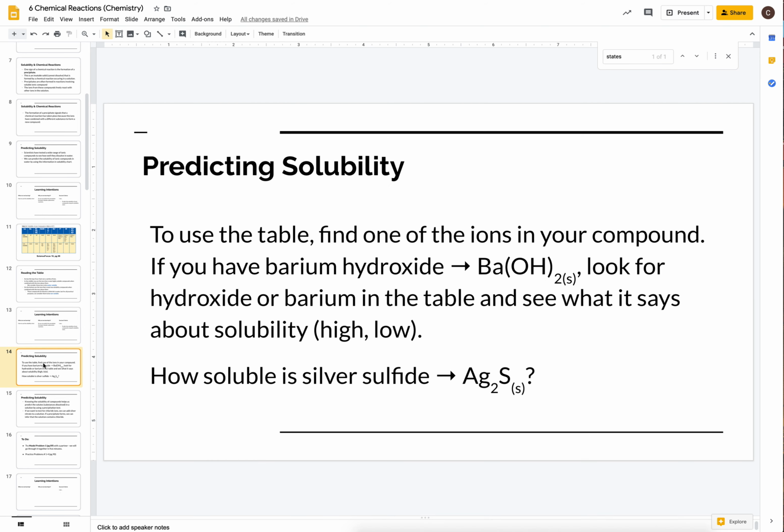Well, we need to know which ionic compound we're considering first. So for example, if I have barium hydroxide, Ba(OH)2, what I need to do is find one of the two ions involved in that compound: either the barium, Ba2+, or the hydroxide, OH-.